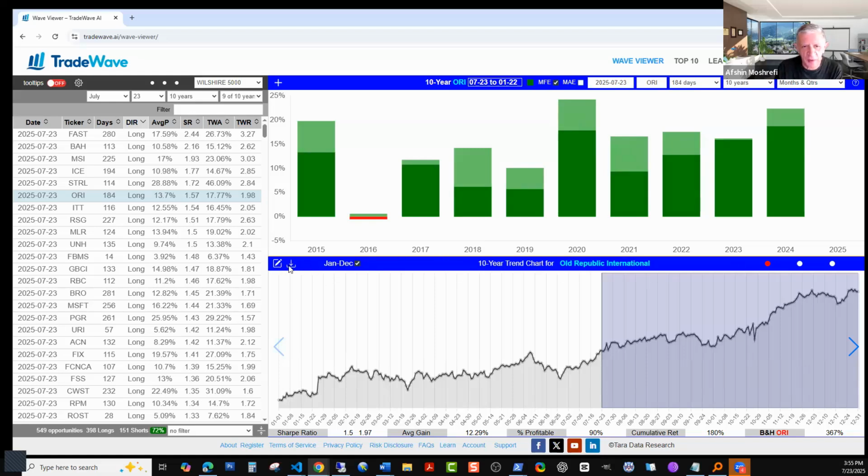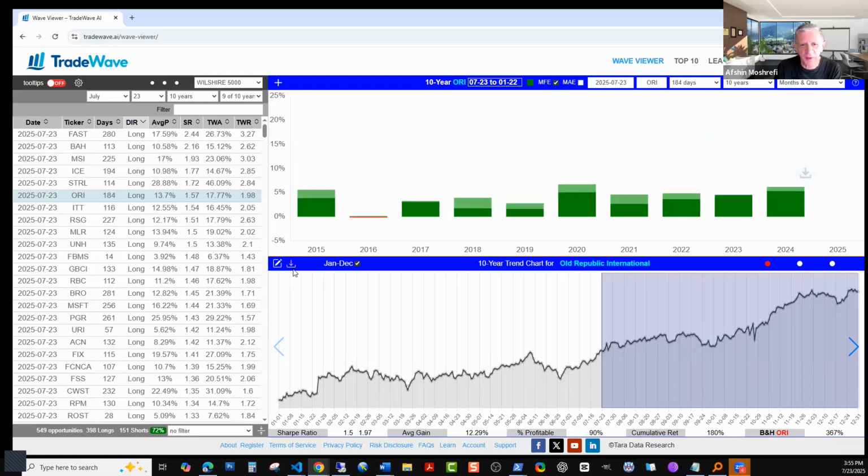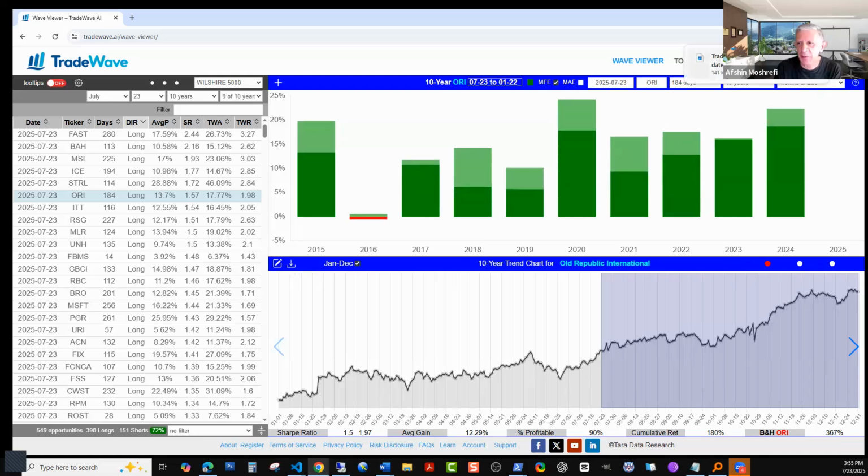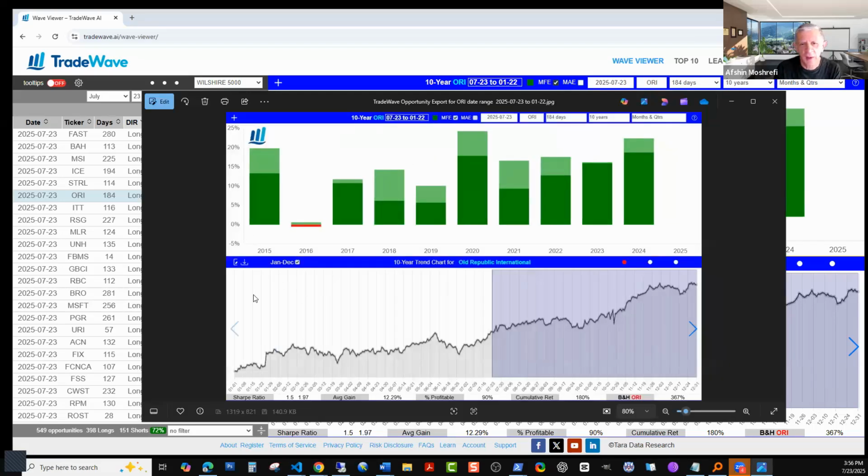Here are just a couple of other things. This down arrow thing, if you click it, you end up getting a JPEG picture of this. Download it. Here it is. See, you can share this or put it in an email or do whatever you want with the JPEG.